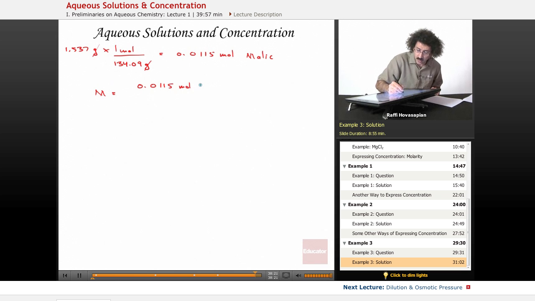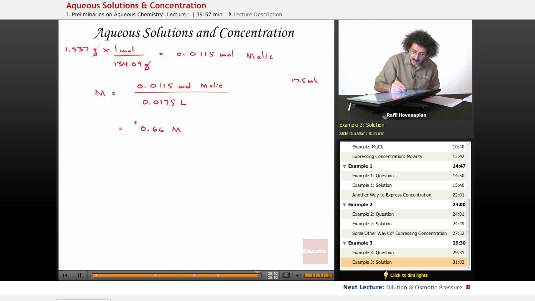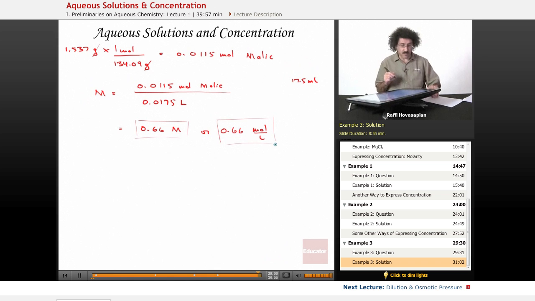So the molarity equals 0.0115 moles of malic acid divided by, and we said we had 17.5 milliliters, right? 17.5 mL, the unit has to be liters, so move the decimal over 3 times. We get 0.0175 liters. And when we do that, we get 0.66 molarity, or 0.66 moles per liter, my preferred expression for that unit.